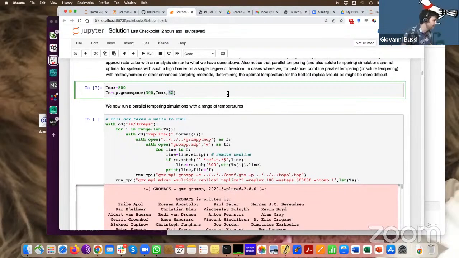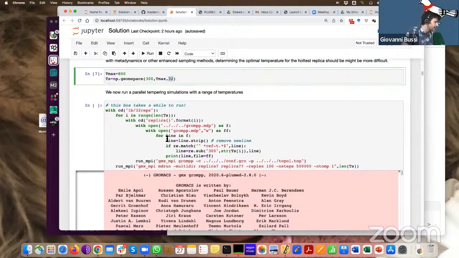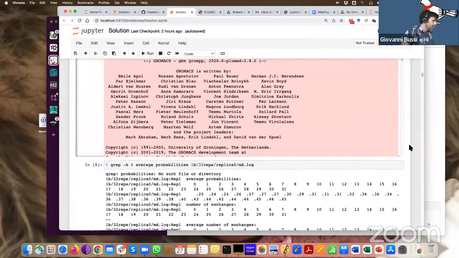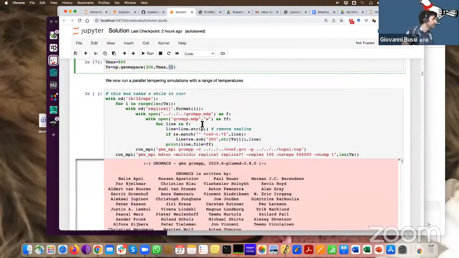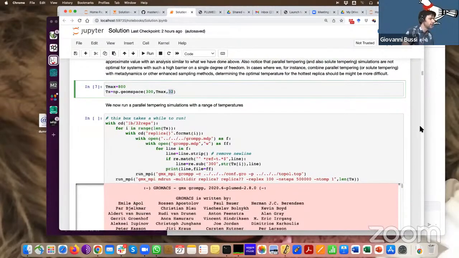These are also expensive. And again, this is just some trick to generate all my input files and run. This is really standard GROMACS. There's nothing special here. And here I was monitoring the acceptance with this geometric distribution of temperatures.